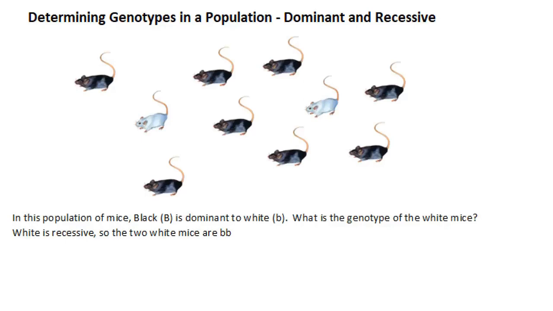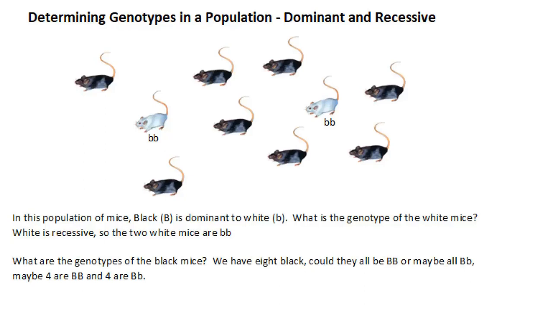Now what's the genotype of the white mice? We know that white is recessive, so we know these 2 white mice are just little b, little b. We know their phenotype and their genotype. But what about the genotype of the black mice? Maybe they're all homozygous dominant, so big B, big B. Maybe they're all heterozygous, so big B, little b. Maybe it's 4 big B, big B and 4 big B, little b.